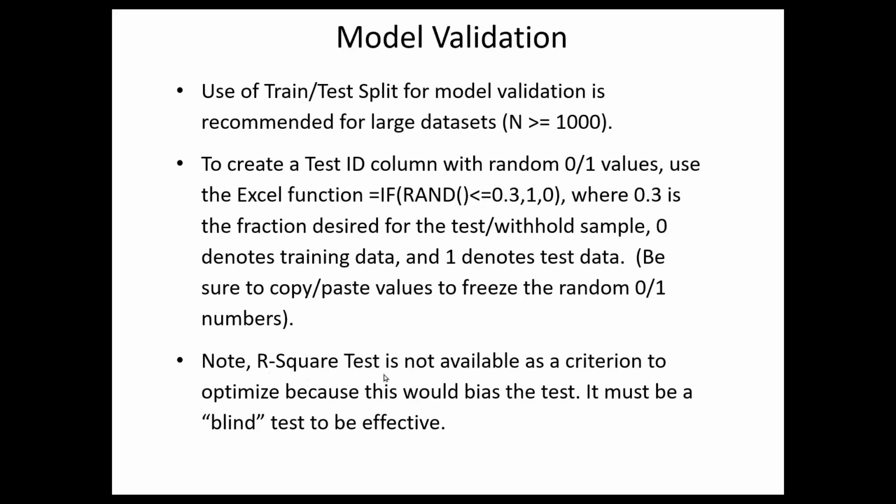Also, R-square test is not available as a criteria to optimize. The R-square test is really intended to be a pure final sanity check where the out-of-sample data is not touched in any way for any part of the model building process. Cross-validation is okay, we're using it there, but for train test split, the way we do it here, it's just standalone. You take the training data, you build your model, and then you compare against the out-of-sample test data. So it's blind, it's a true blind test.